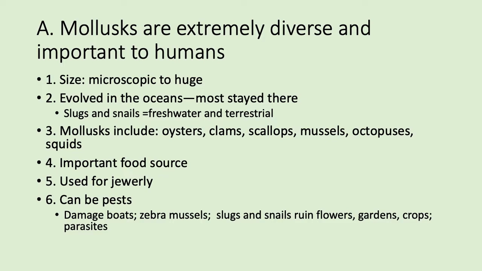In Minnesota, zebra mussels are messing up the ecosystem. We don't really have a predator that eats the zebra mussels, so once it's in that lake, really the only thing we can do is try to extract them, but that's kind of tough to do because there's numerous of them. Slugs and snails can ruin flowers, gardens, crops, and then there are some mollusks that are parasites.